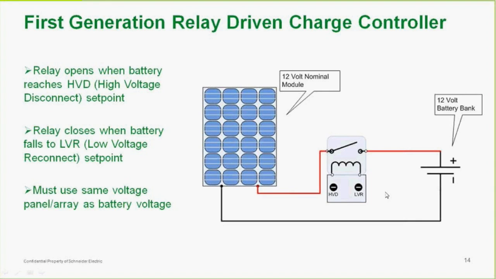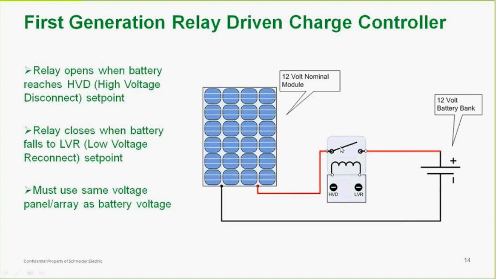So it was a very simple device with two potentiometers to adjust, one called HVD, or high voltage disconnect, and one called low voltage reconnect. What it would do is, when the battery voltage got up to a prescribed setting, we'll just use 14.4 as an example, it would open up the switch and disconnect the solar array from the batteries. Very simple device. When the voltage fell again to something we programmed called the LVR, it would then reconnect.